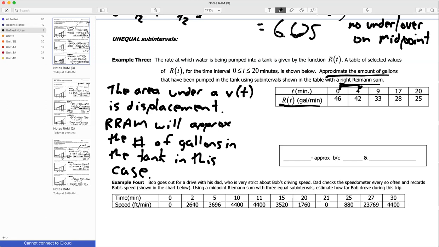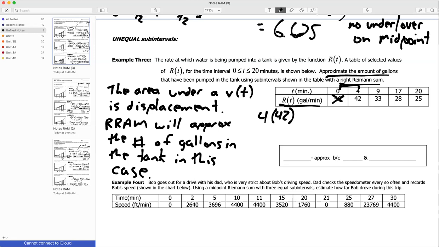So the width of my first rectangle goes from 0 to 4. So that is 4. However, I am not going to use 46 here. Why not? Because it's a right Riemann sum. And look back on the first page. If it's a right Riemann sum, we're going to ignore the first y value here. And so the height of my first rectangle would be 42. The width is 4, the height is 42.